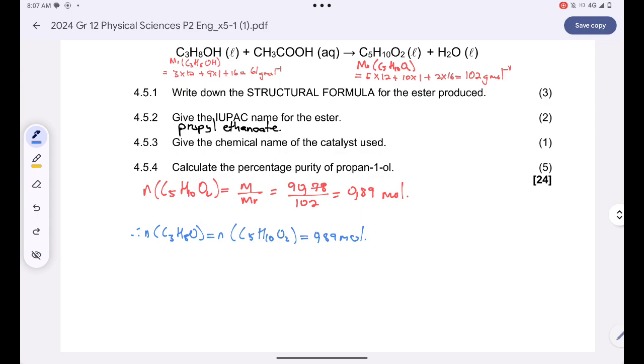So I can simply find the mass of my pure alcohol, because the pure part of the alcohol, guys, is the one that will react with our carboxylic acid to form this ester of ours. So I know that number of moles is equal to mass divided by the molar mass. That's 0.89 is equal to mass over the molar mass, which is 61. So therefore, the mass of our alcohol which reacted with the ethanoic acid is just 0.89 multiplied by 61. This will just give me 54.29 grams.